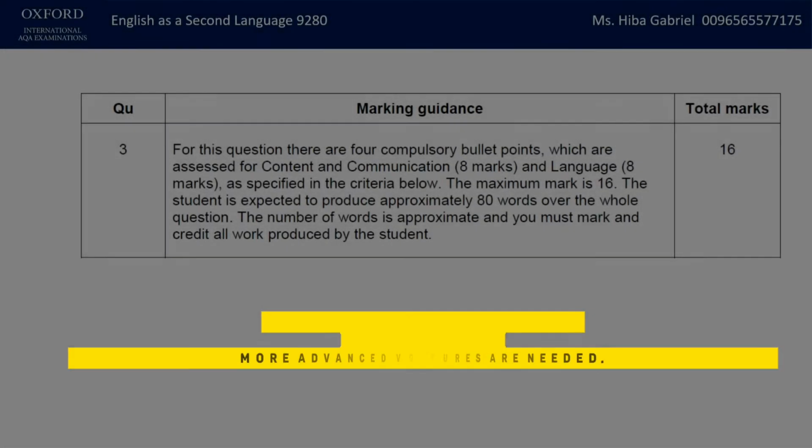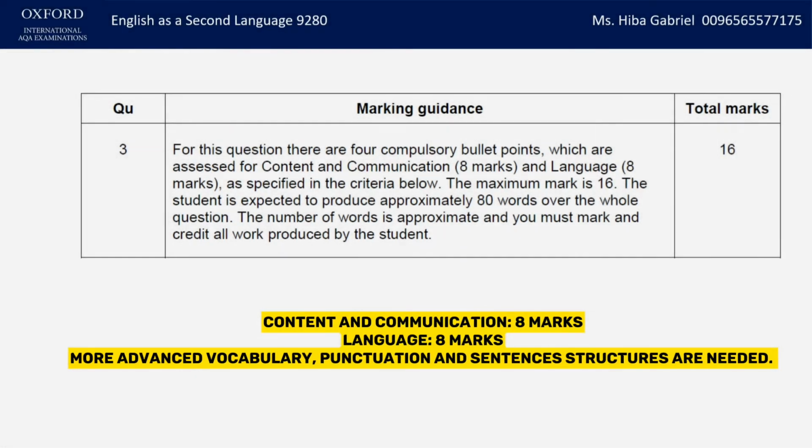Moving on to the scoring, there are 8 marks available for content and communication and 8 marks for language. Unlike Task 2, there are higher expectations for both content and language in Task 3. This is reflected in the marking scheme, indicating that examiners anticipate more sophisticated vocabulary and well-structured sentences in your response.